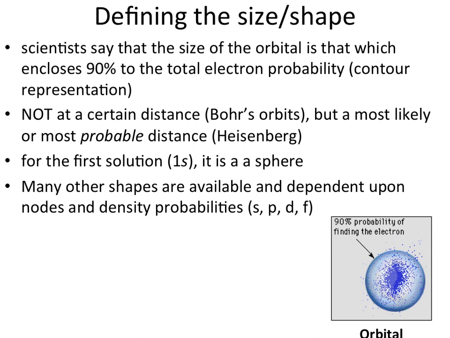So the size of orbitals is basically where 90% of the total electron probability resides. So what does that mean? That means that an orbital is going to be dictated by where you have a 90% chance of finding the electron. Okay, so unlike Bohr's approach, they're not going to be a certain distance. The electron is not going to reside at a certain distance, but a most probable distance. Remember, we're looking at a probability curve.